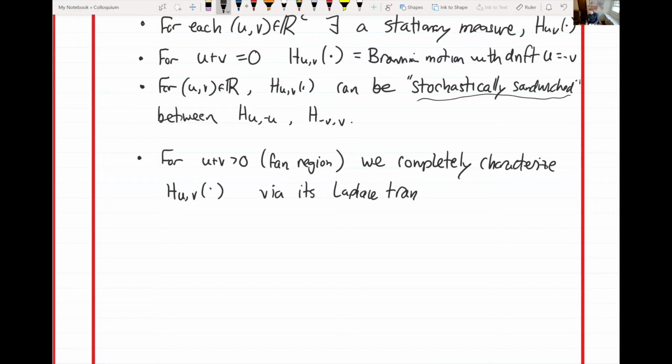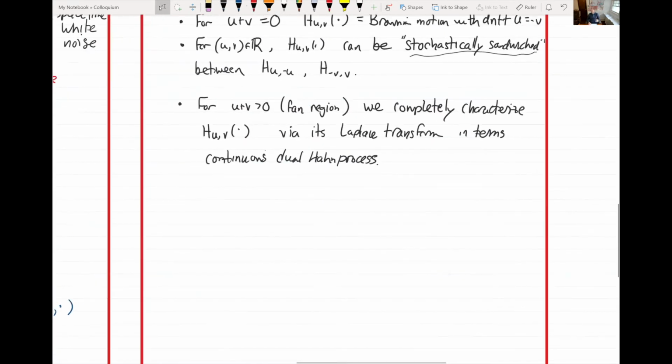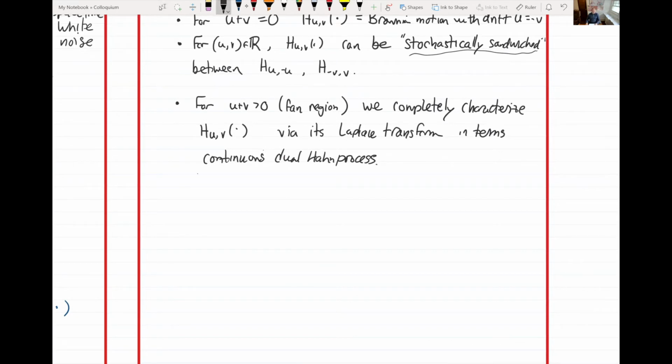So we give formulas for the Laplace transform, which is in terms of something called a continuous dual Hahn process, some stochastic process related to dual Hahn polynomials. I'm not going to go into any detail as to what that is, but there's actually work that is being completed as we speak, and I've seen a copy, so I'll just mention the names.